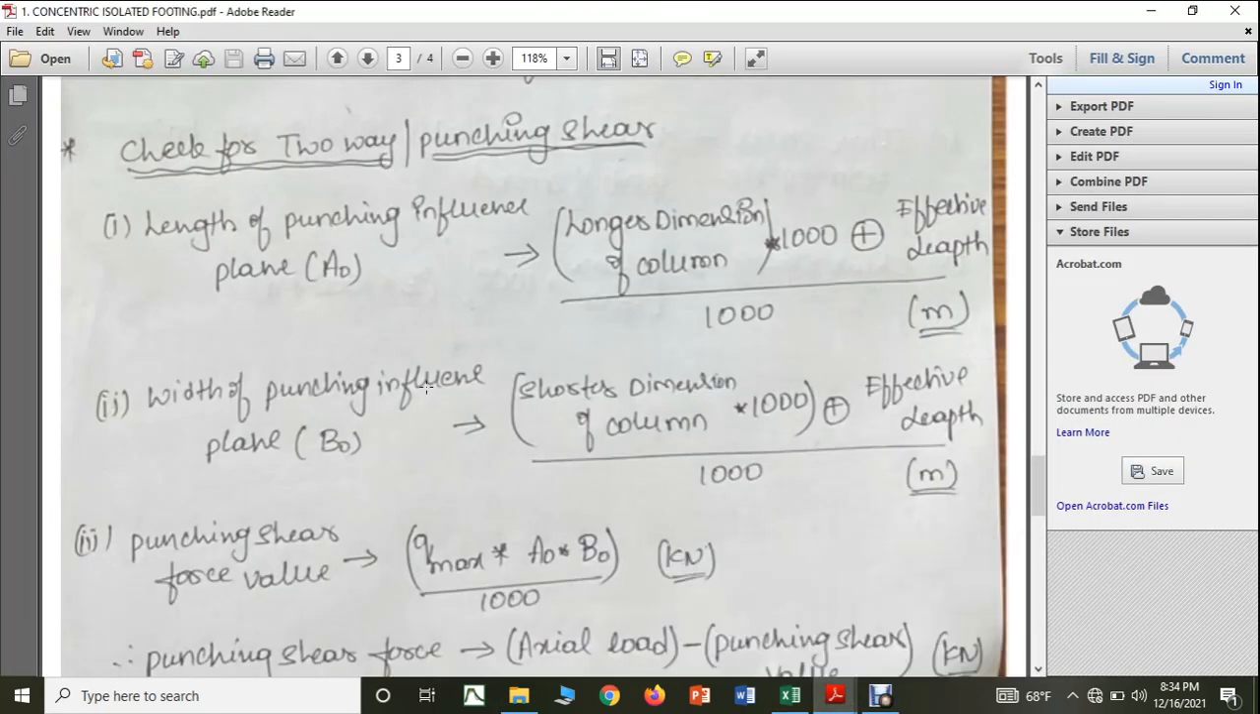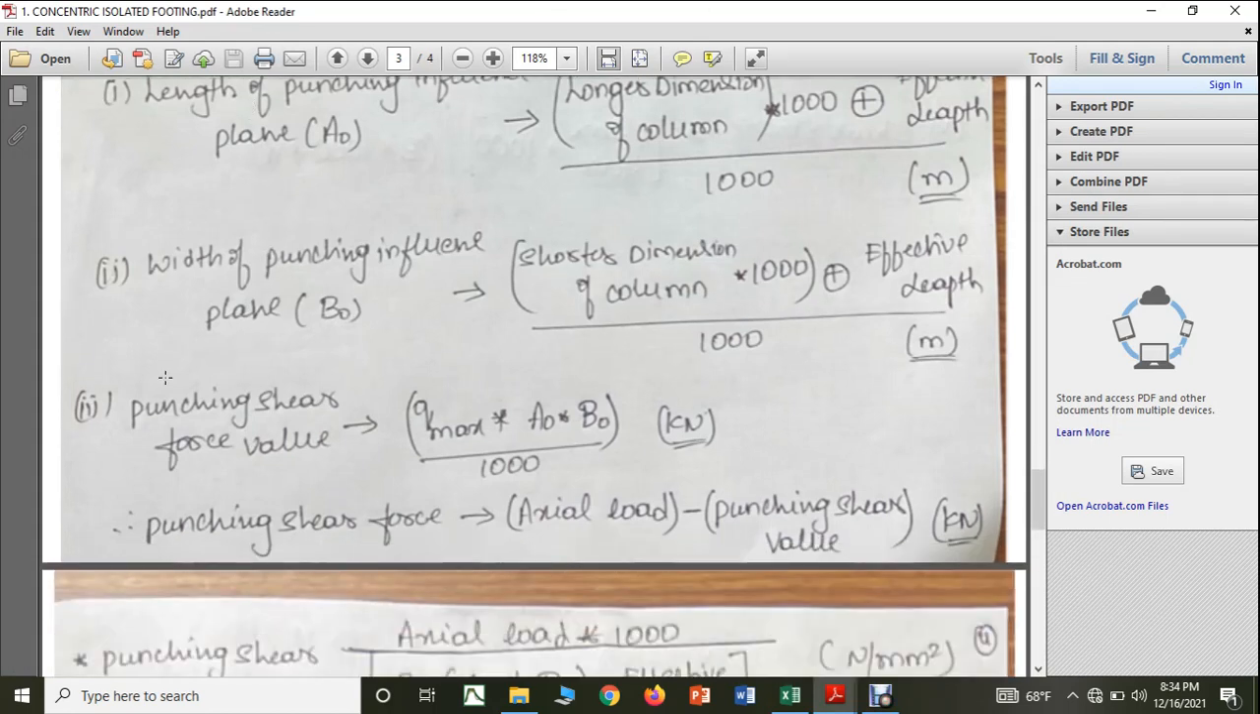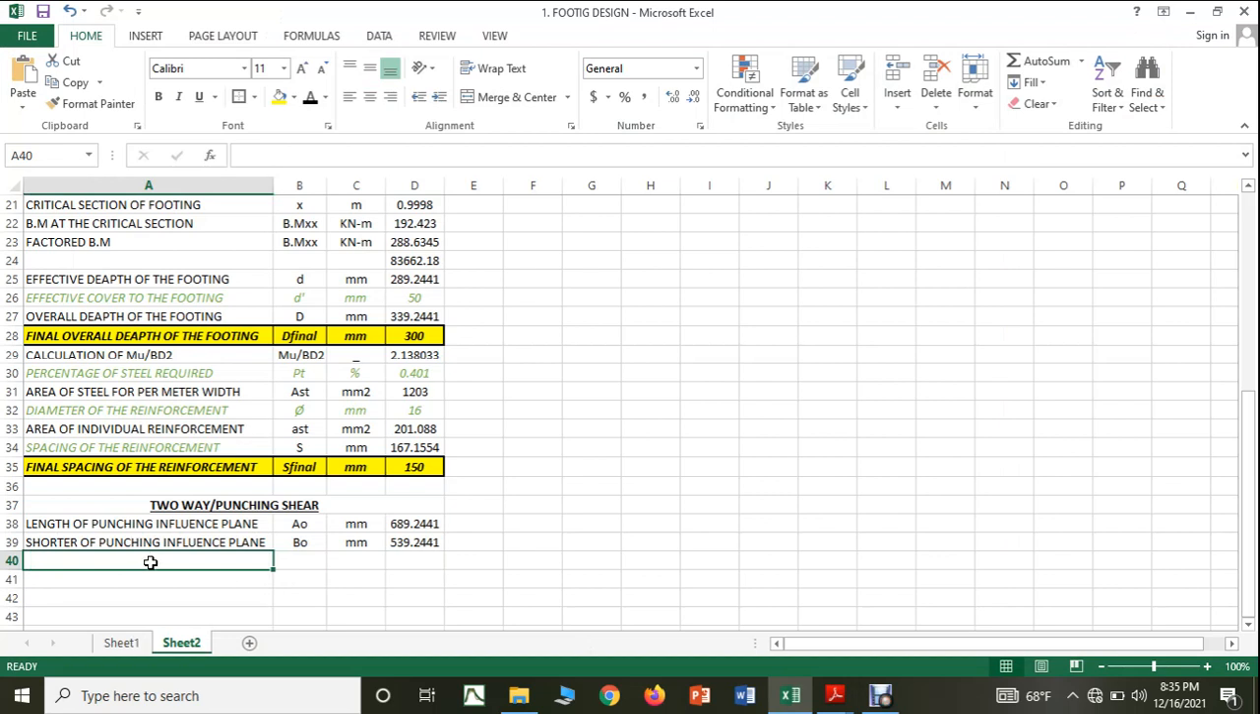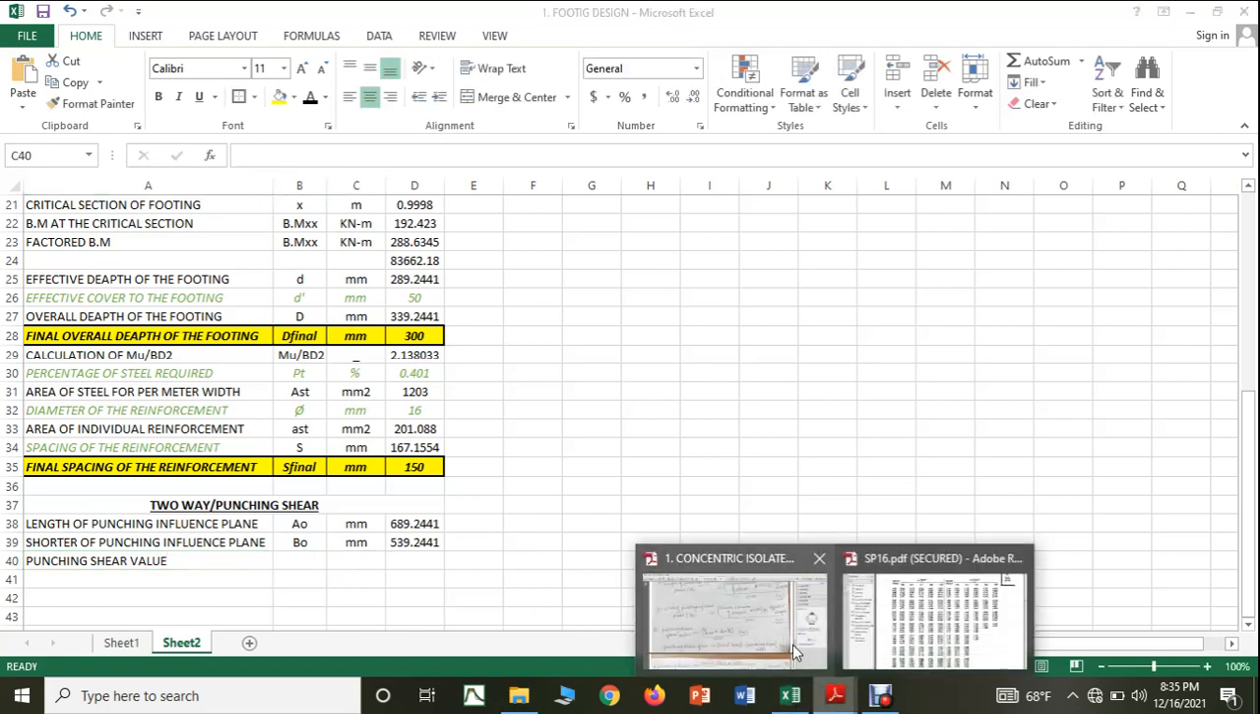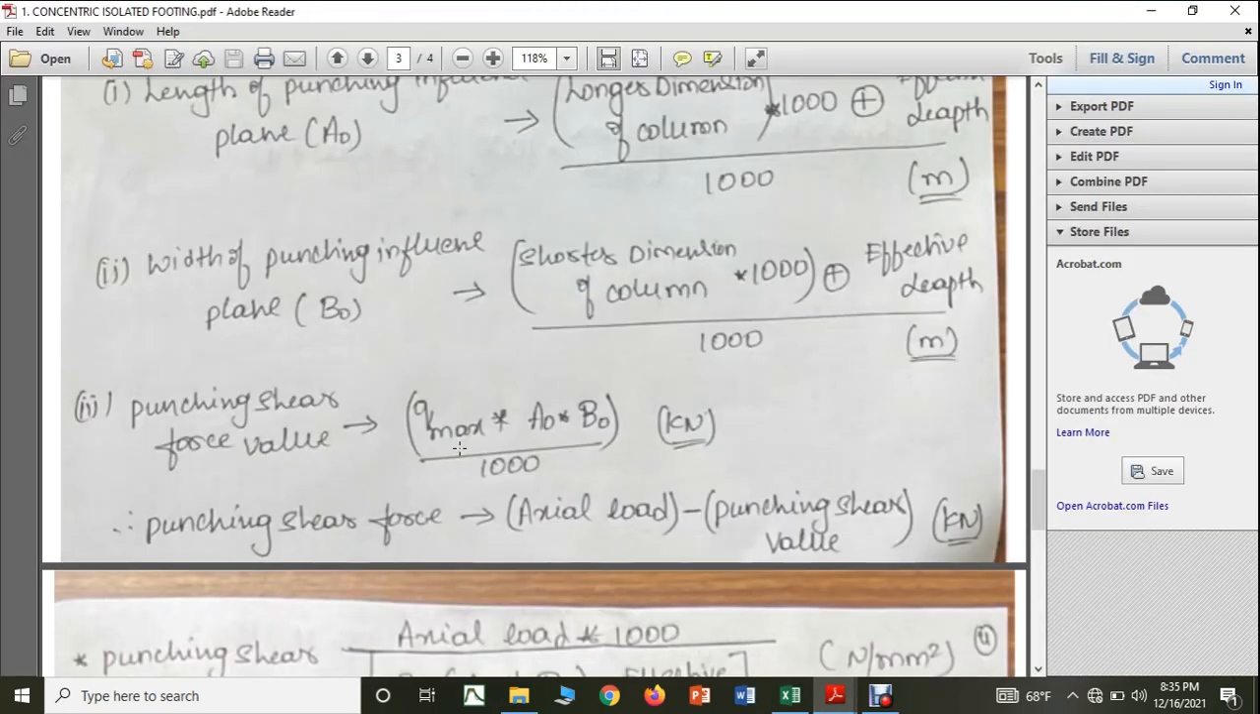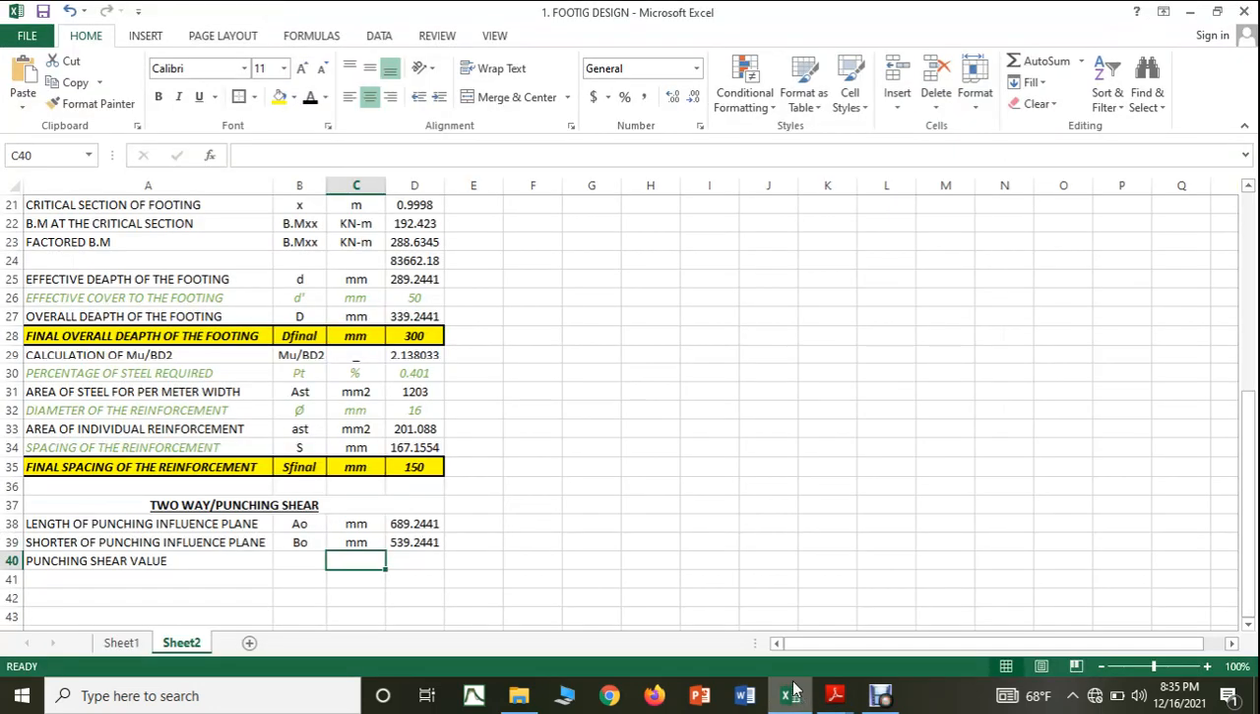Once you calculate these two, A0 and B0, your next step is to calculate the punching shear force. In order to calculate the punching shear force, you have to subtract the punching shear value from the axial load. So first I have to calculate the punching shear value. There is no symbol for that, and I have to get it in kilonewton.